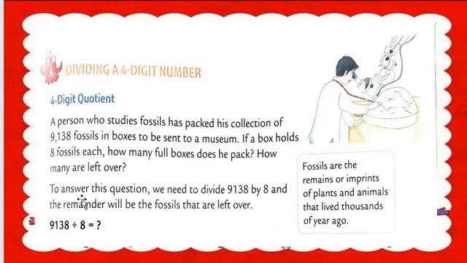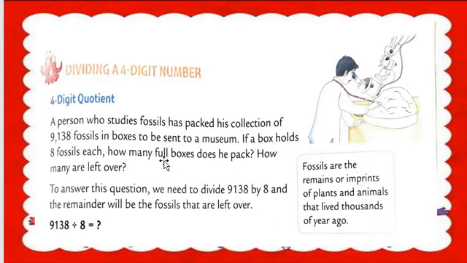How many are left over? Okay, to answer this question, we need to divide 9,138 by 8, and the remainder will be the fossils that are left over. Okay, that is what we have to find.